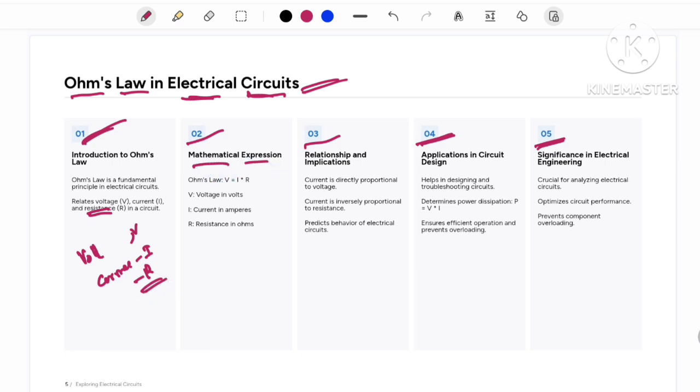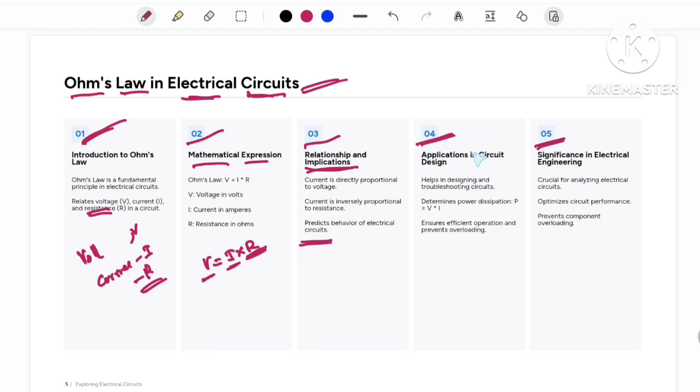The mathematical expression of Ohm's law in the electrical circuit is always denoted by V equals I into R. V is voltage, I is current in amps, and R is resistance in ohms, right? The relationship and implications. Point one, current is directly proportional to the voltage, right? The second one, current is inversely proportional to the resistance. Third, it predicts the behavior of the electrical circuit, right?